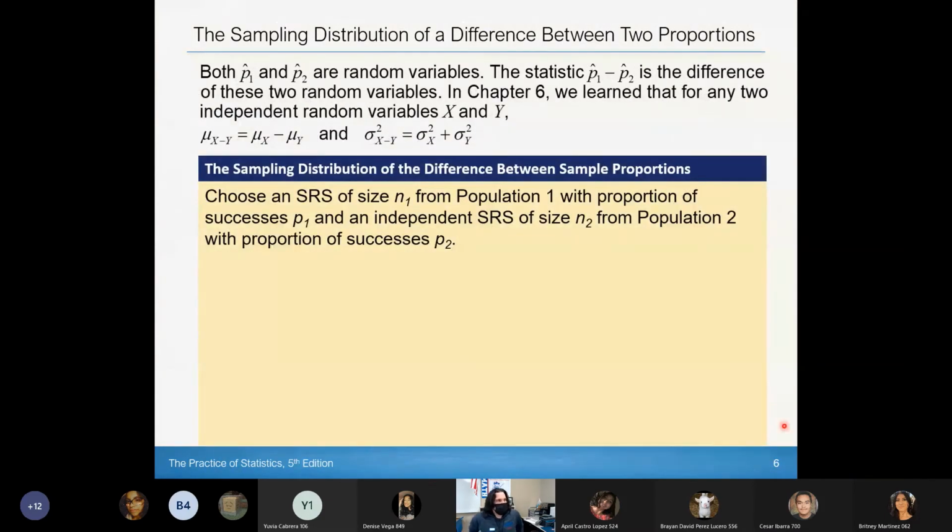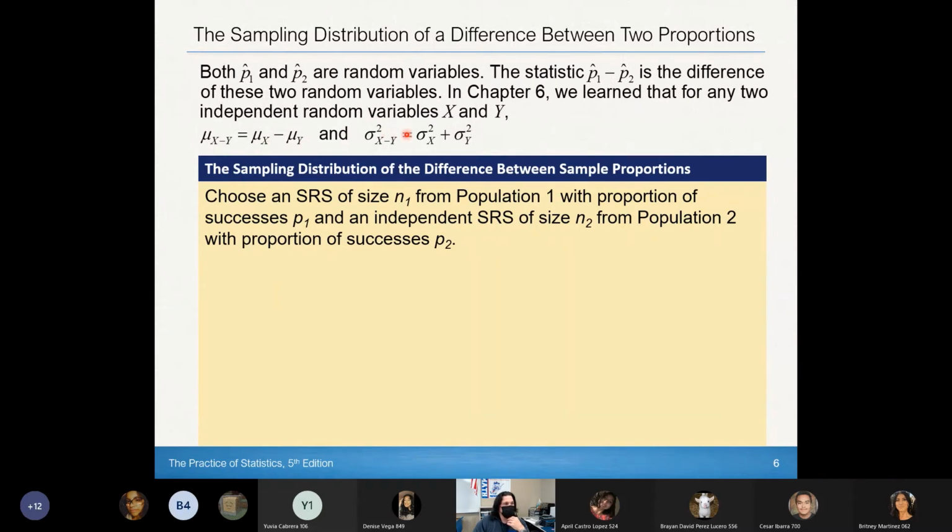So both p hat 1 and p hat 2 are random variables. And this ties back into chapter 6 now. The statistic p hat 1 minus p hat 2 is the difference of these two random variables. In chapter 6, we learned that for any two independent random variables, x and y, which in this case is p hat 1 and p hat 2, the mean of the difference of those two random variables is the mean of x minus the mean of y.